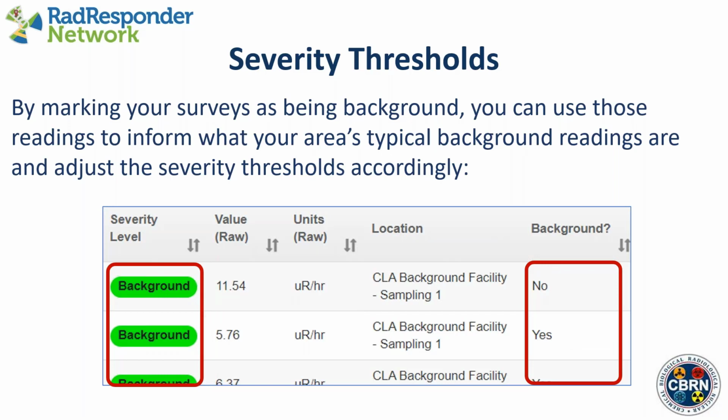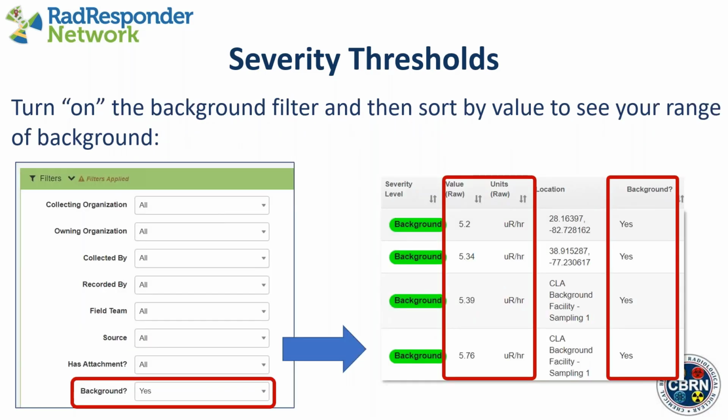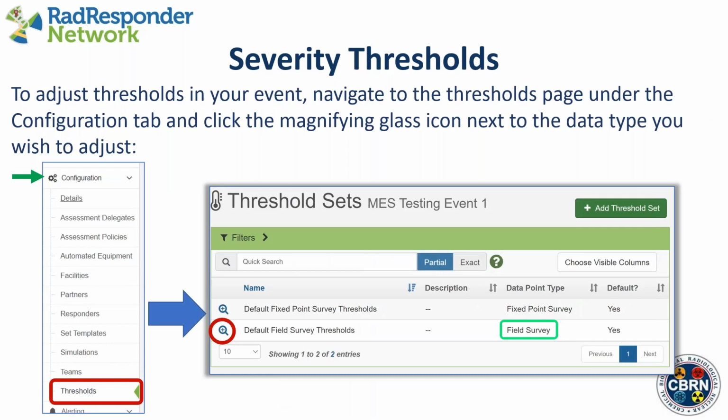You can pretty much do whatever you'd like with this, but do know that the background feature is something that is user-defined, not system-defined. Like we showed you a little earlier, you can turn on that background filter, and then you can sort by value to see your range of background here. If you do look at your background readings and you do feel it appropriate to adjust your severity thresholds, you'll expand the configuration tab on the left-hand side of your event space and click Thresholds.